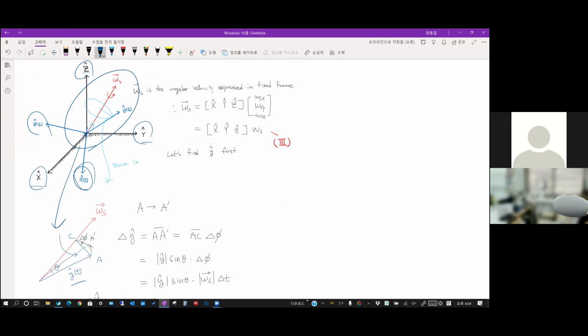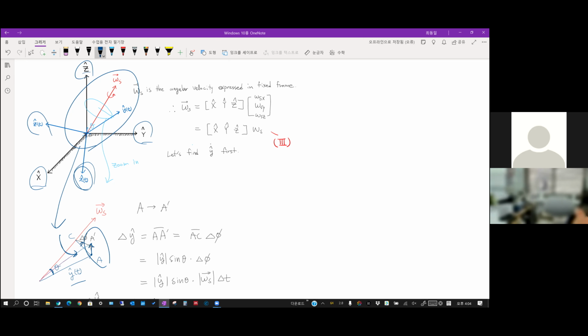This one is y, and there is a point. And when it rotates like this, the point becomes like this. And here is the theta, and there is phi, theta phi. So you can see it like this. This one is omega s, and this one is the y-axis. When it rotates like this, this A point moves like this.